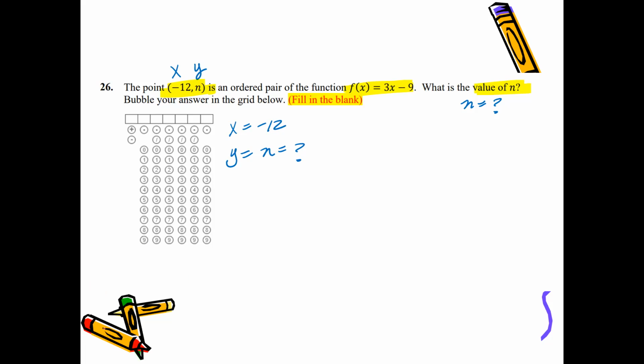So let's go ahead and do this. This is your equation. I know x equals negative 12. So wherever I see an x, I'm going to replace it with a negative 12.